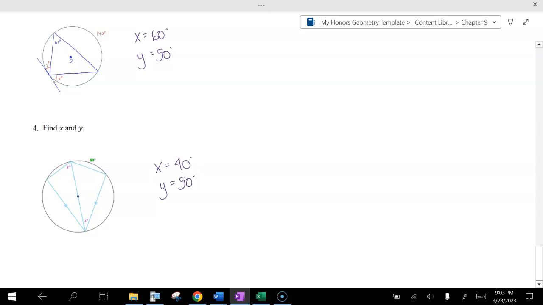All right, there you go. Now you know more information about inscribed angles and how to find their measures within circles.